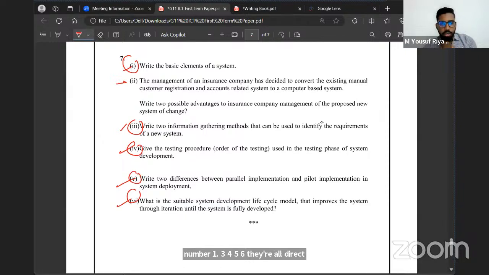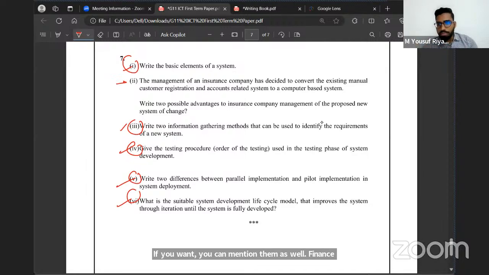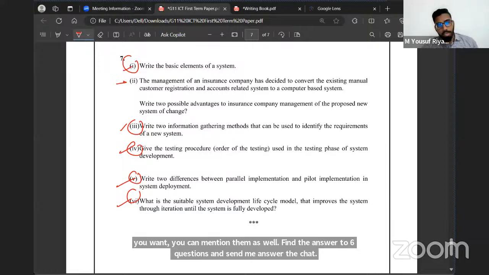You can mention them as well if you want. Find the answers for the 6 questions and send me your answers in the chat. Let's see if you can do it alone. This is regarding the grade 11 second lesson. I'll be back in a moment.